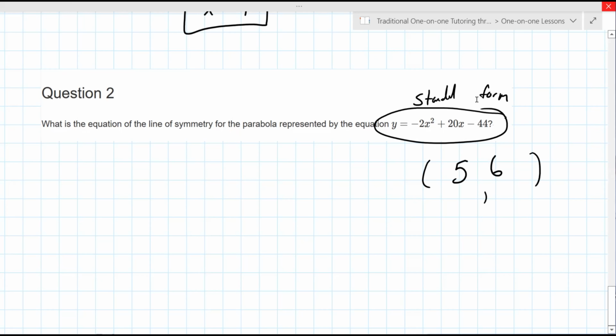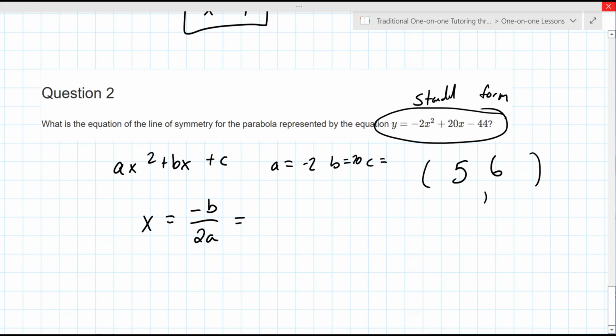If you want to look back to my screen that I'm sharing. The other way to do it is to recognize that when it's in standard form, you can use formulas to determine the vertex. The x-coordinate of the vertex is minus b over 2a. What is the value of a, b, and c in this quadratic? Can you tell me that? -2, 20, and -44. Good.